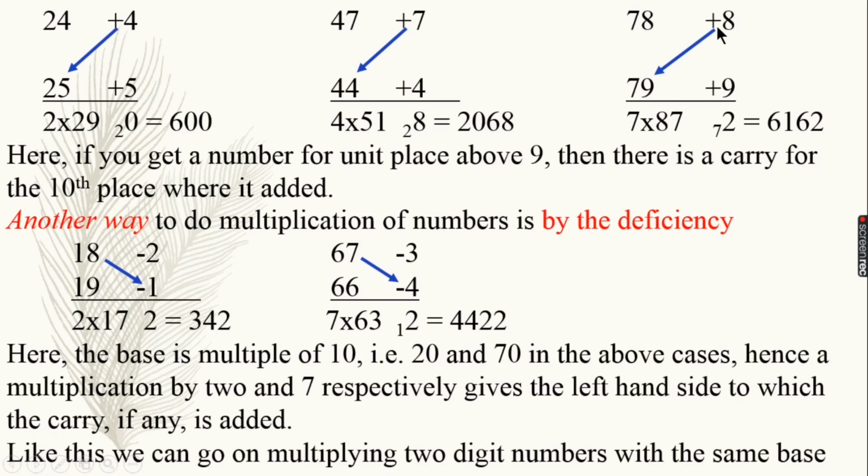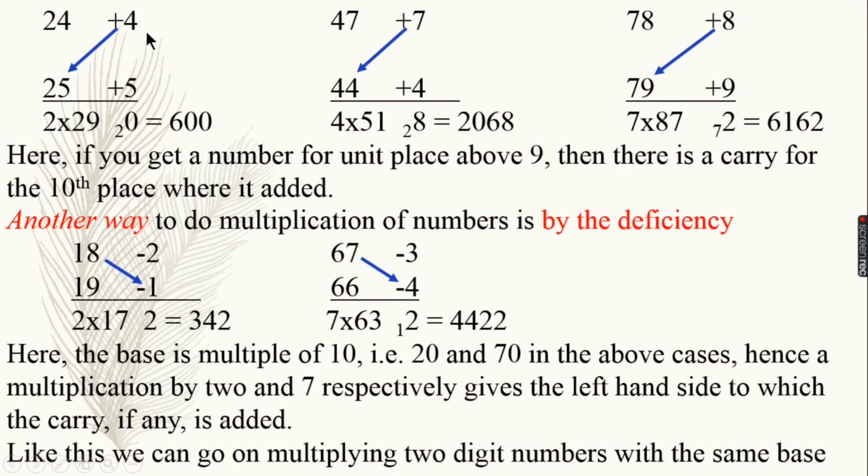78 is 8 above 70 and 79 is 9 above 70. So you have 70 as the base. Then 8 into 9 is 72, so you have 7 as the carry. 7 into 87, which comes from 79 plus 8: 7 into 7 is 49 plus 7 is 56. You get the 5 carry. 8 into 7 is 56 plus 5, so 6162 is the answer.